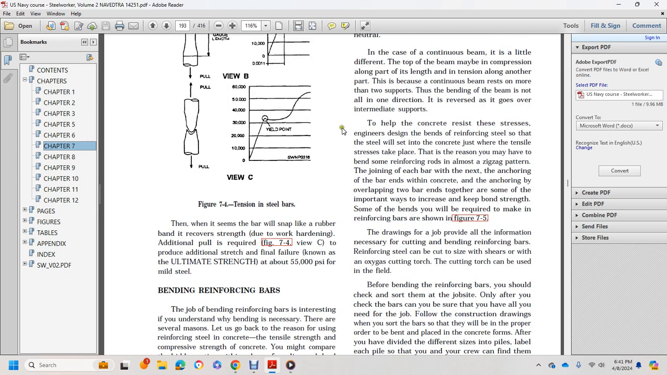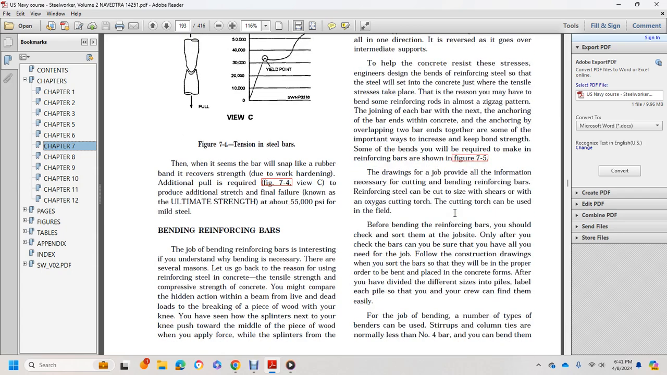To help concrete resist the stress, engineers design bending reinforcement steel, with the steel set into the concrete just before the tensile stress takes place in the region. They may bend the reinforcement rods in an almost zigzag pattern, joining each member to the next, anchoring the ends in the concrete, and anchoring by overlapping two bar ends together. These are some of the important ways to increase bond strength. Some of the bends you will be required to make in reinforcing bars are shown in Figure 7.5.